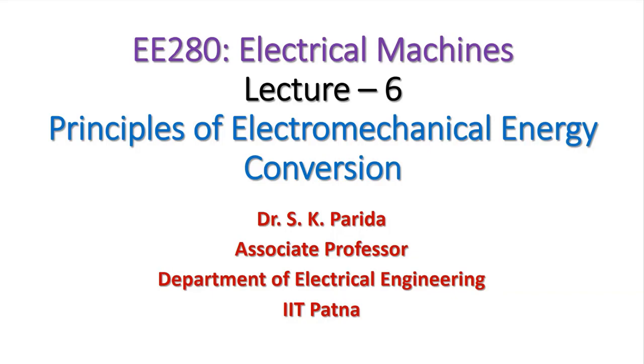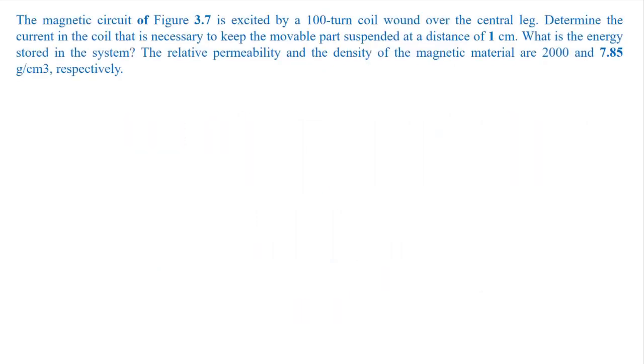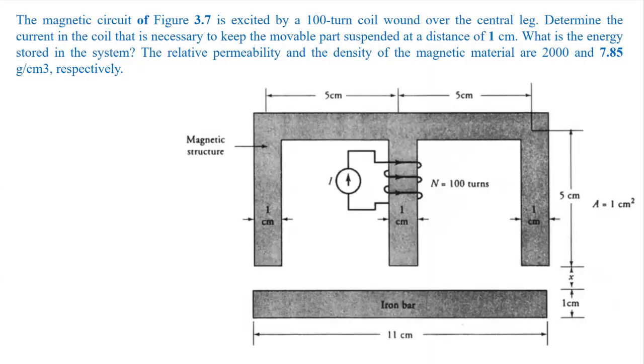And last class we were doing one problem, in fact. So we'll continue with that. So the problem is this. This is the magnetic circuit. The figure is given here. Actually, that is 3.7 in the book. So it is excited by a 100-turn coil, right? N is 100 here. And the coil is wound over the central leg here.